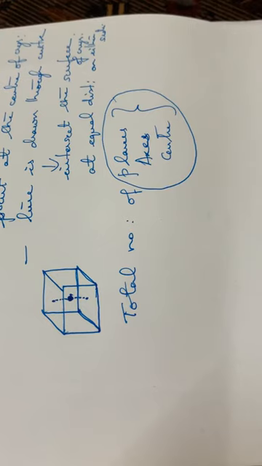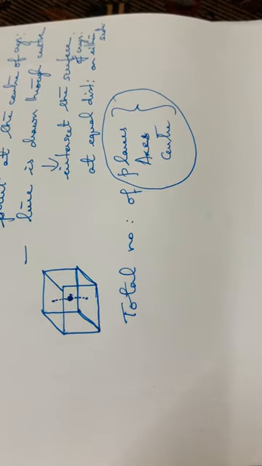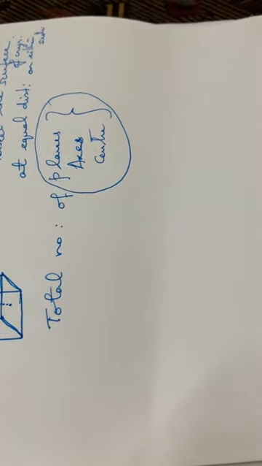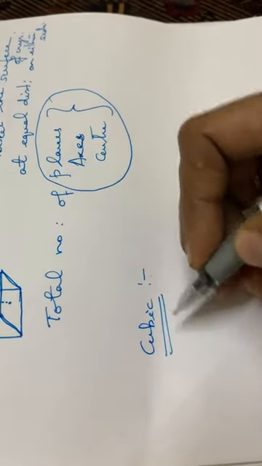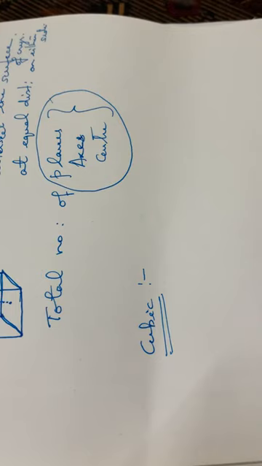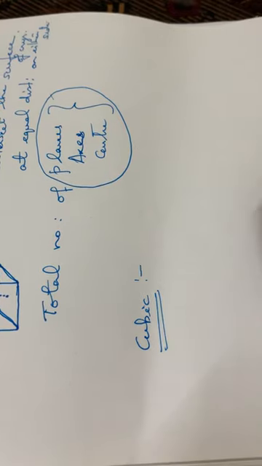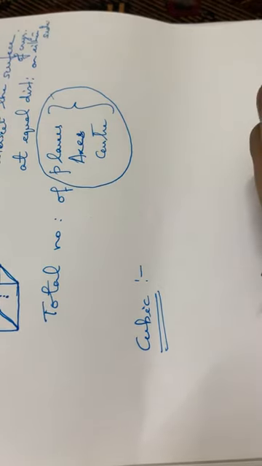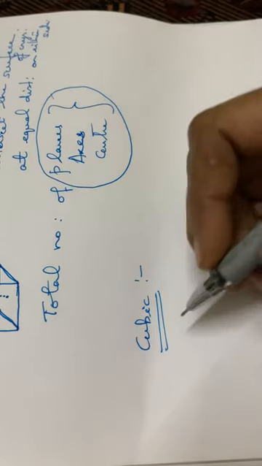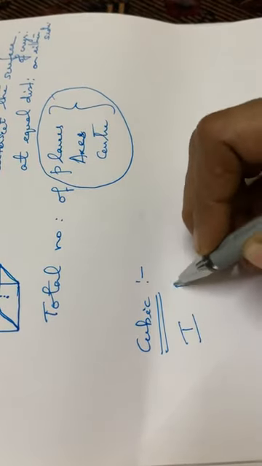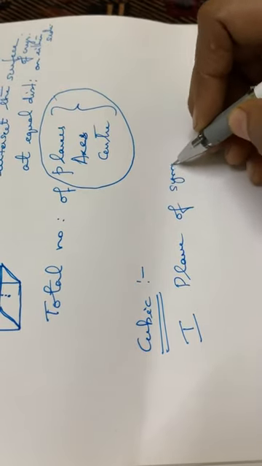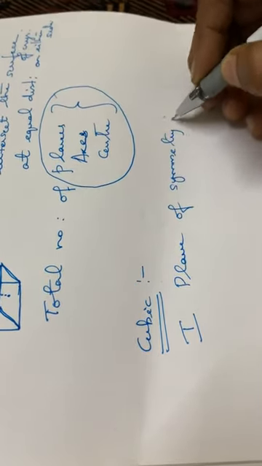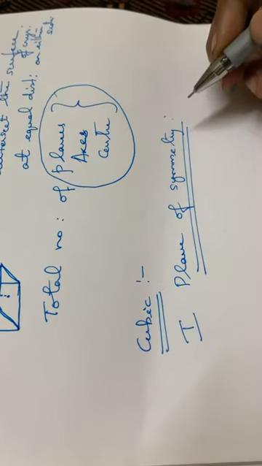Then the next one, you have to go through the elements of symmetry of a cubic crystal system. For a cubic crystal system, the first element of symmetry is the plane of symmetry. And a cubic crystal system has two types of plane of symmetry.